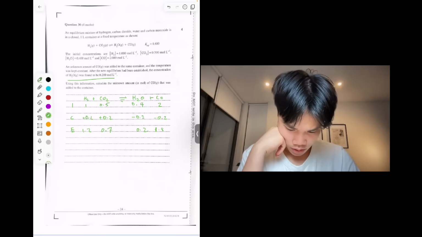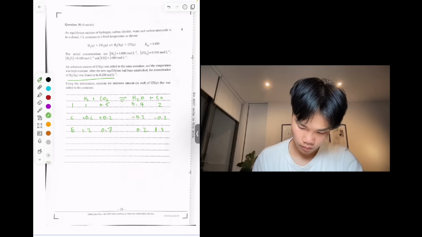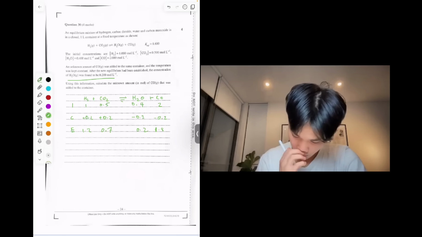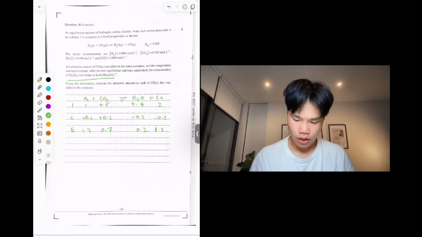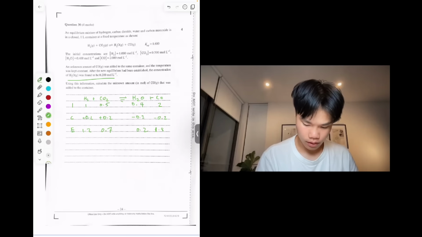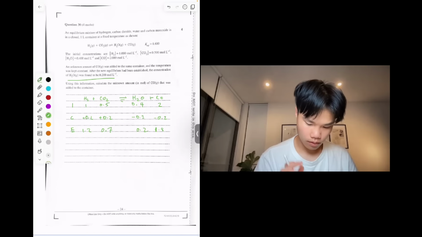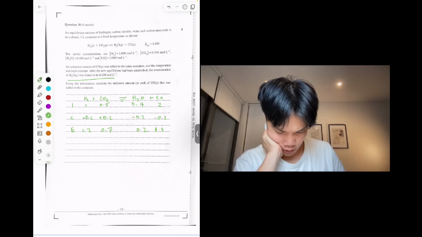Just checking we haven't missed anything. 1 liter container. Sure. Okay. And we can just check these concentrations. I'll just put them into the Keq expression: 0.2 times 1.8 divided by 1.2 divided by 0.7. Does not give the Keq.